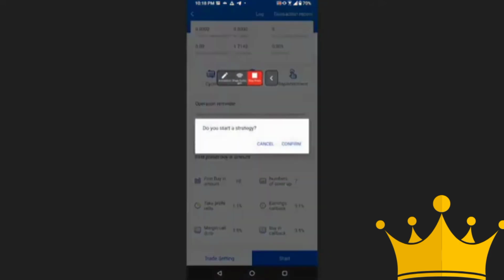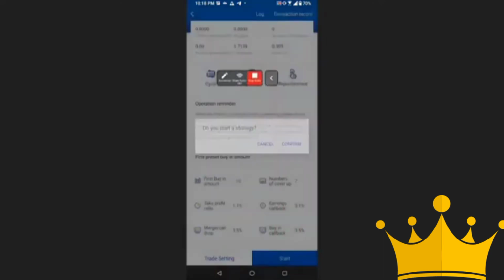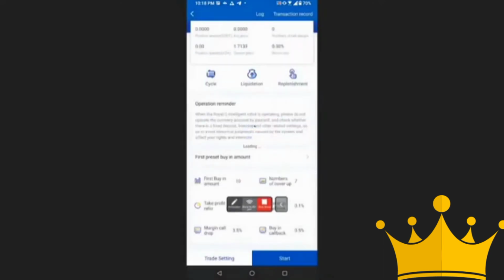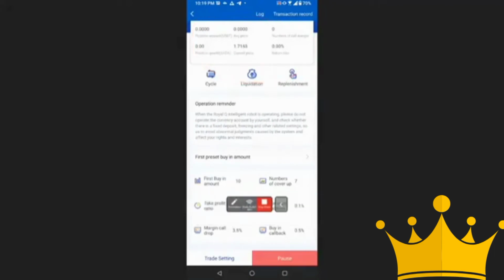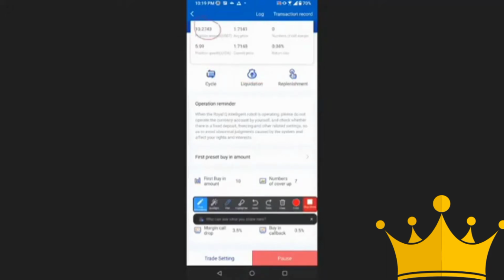Start. So you click confirm. Keep looking up here, guys. You can see numbers are moving. Now, let me just stop this. Let's go back to home. Okay, can you see, guys? It's already bought for $10. It bought 5.99. Now it's going up a bit. Entry price is 1.71. Of course, the price here is a bit higher now.